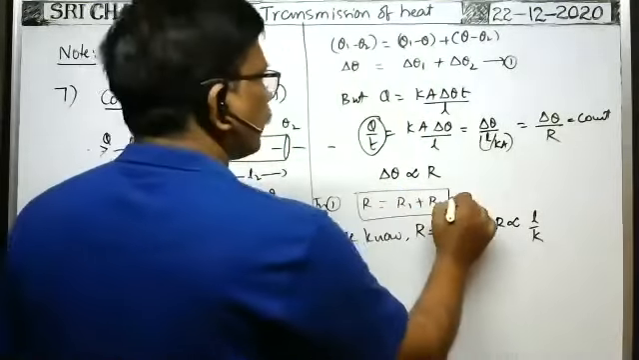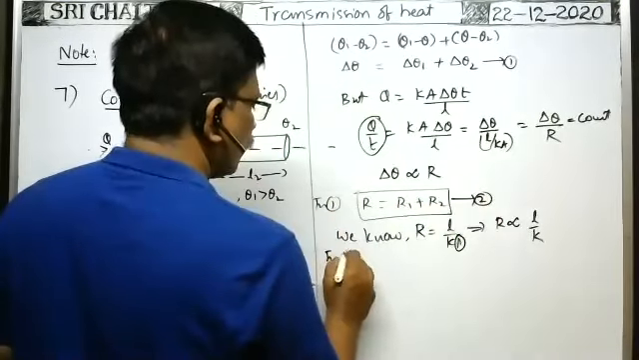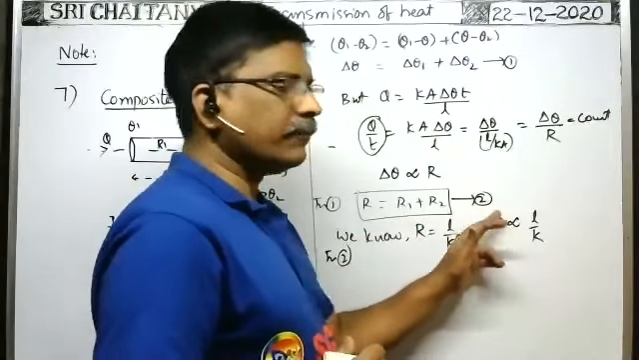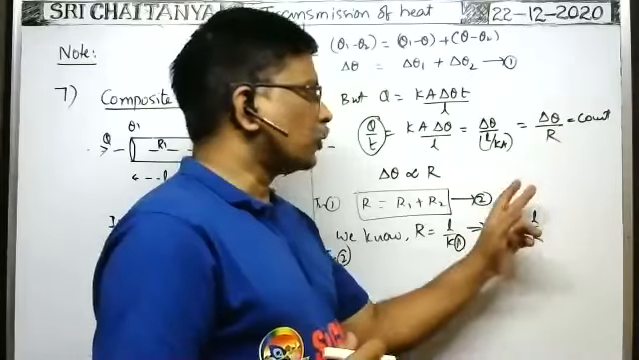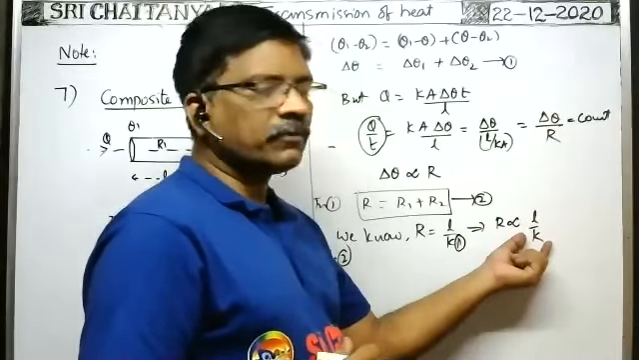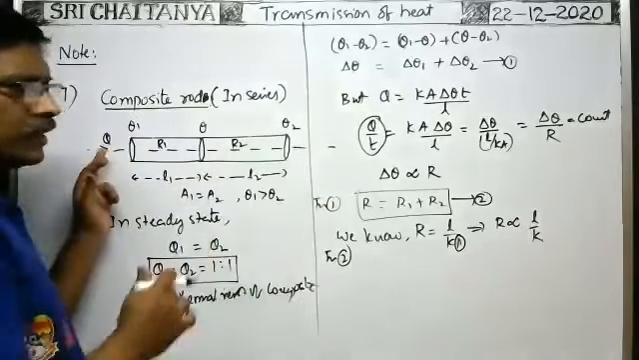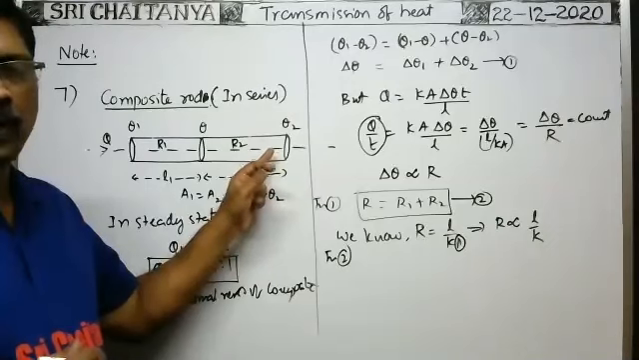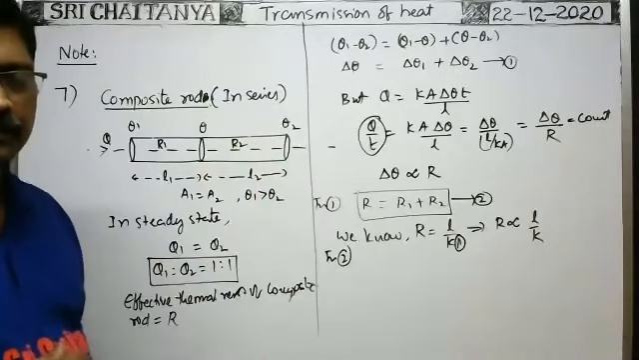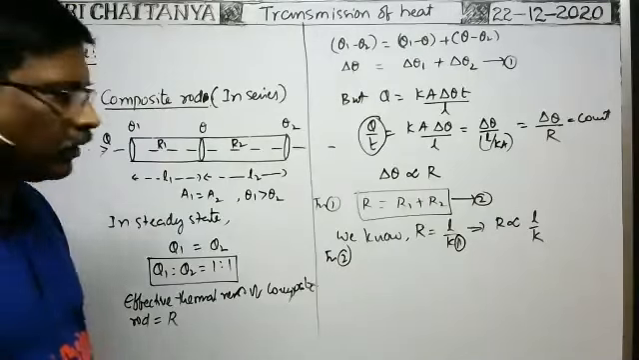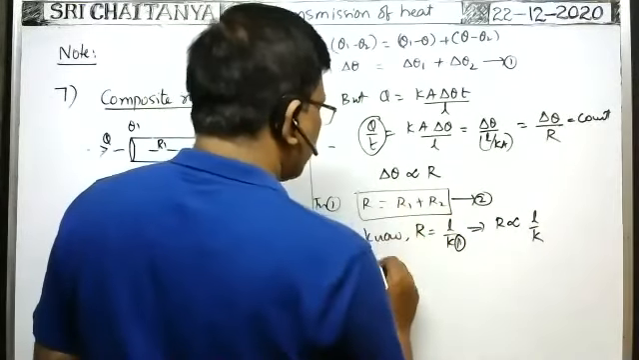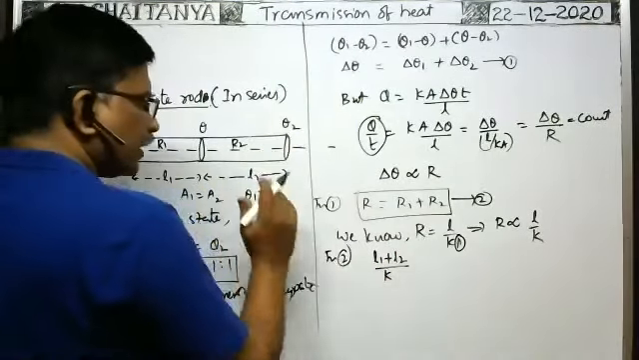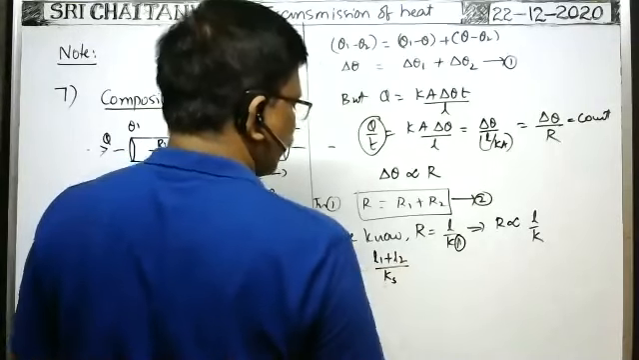Okay, now from this equation 2, the effective thermal resistance of the composite rod is directly proportional to the total length of the composite rod by the effective coefficient of thermal conductivity. What is the total length of the composite rod? L1 plus L2. Okay. So instead of R, we can write L1 plus L2 by the effective coefficient of thermal conductivity when two rods are in series, say Ks, 1 by Ks.